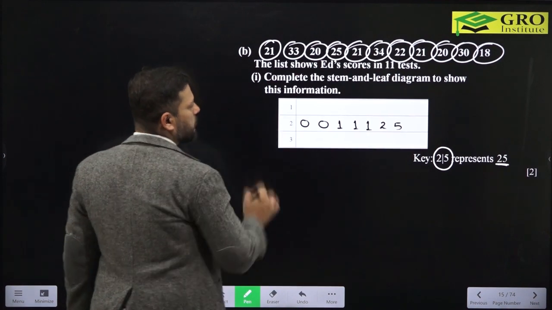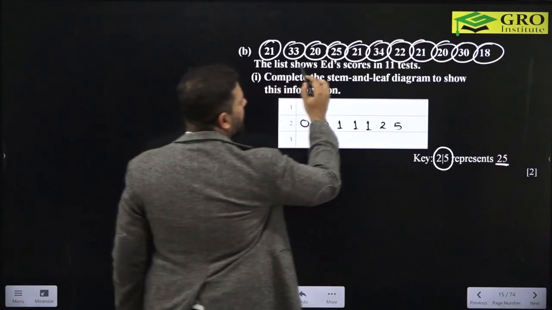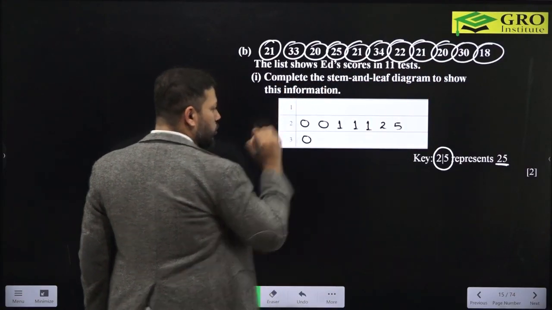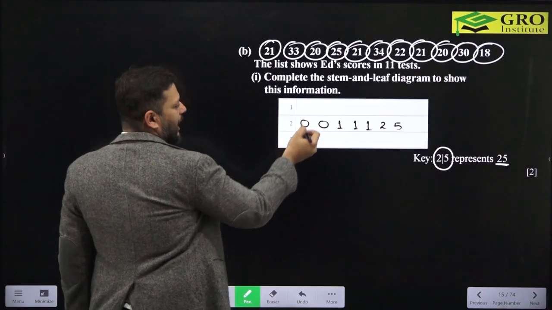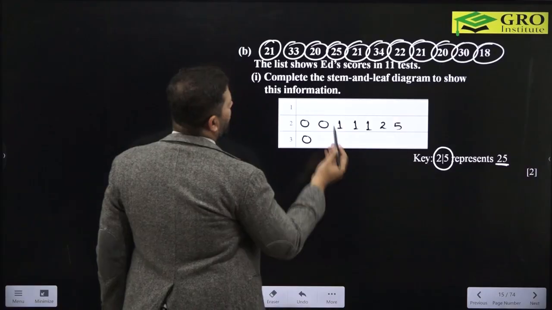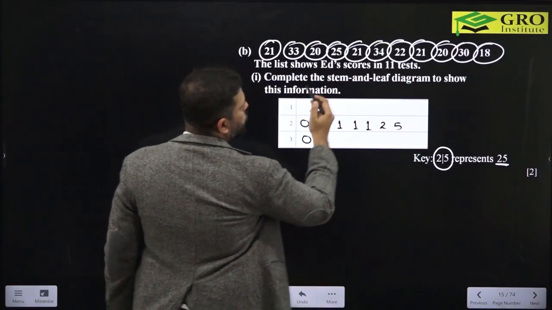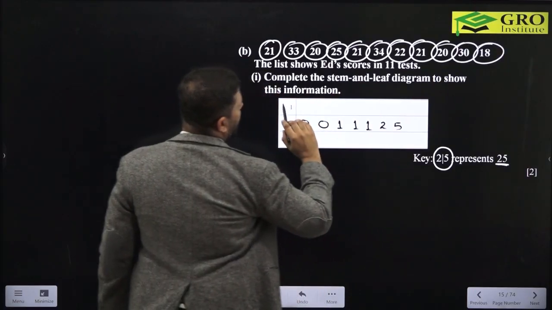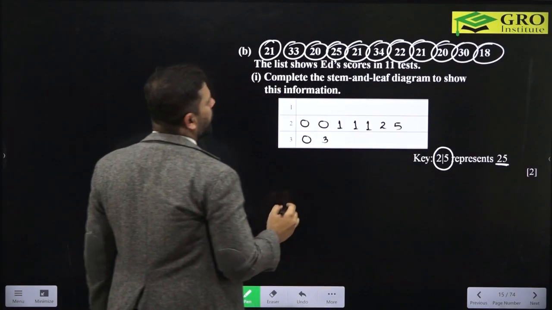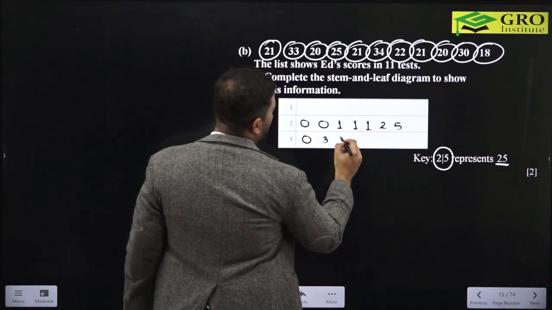Let us move to this 3. So we are now going to look at the 30s. Do we have a 30? Yes, we have a 30. So we will put 0. You need to be very sure that one digit lies below the other. Do we have another 30? No. Do we have a 31? No, we don't have it. Do we have a 32? No, we still don't have it. Do we have a 33? Yes, we have a 33. And what about any other thing? Yes, we have a 34 as well.